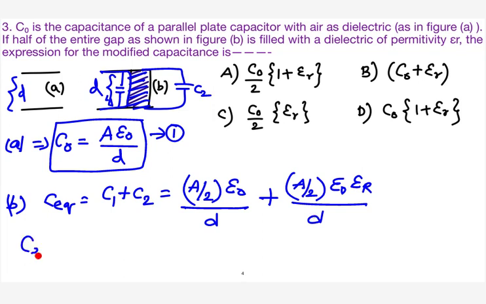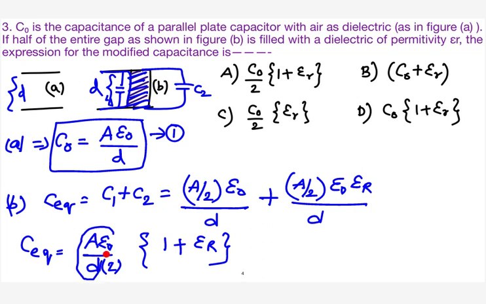So what is the value of C equivalent here? A epsilon naught divided by 2d, if you take it common. So what will you get? 1 plus epsilon R. Right? You can cross check. You know that A epsilon naught by d is nothing but the capacitance if there is only free space, so C naught divided by 2 into 1 plus epsilon R. So once the medium is modified as in figure B, the net value of capacitance is given by this.